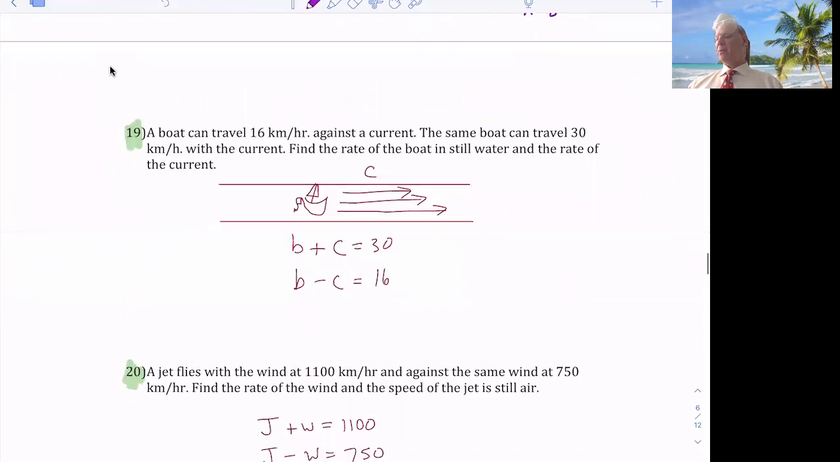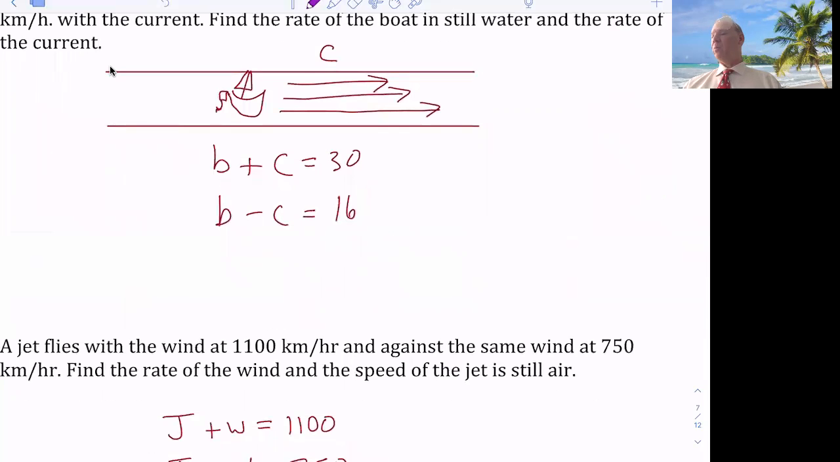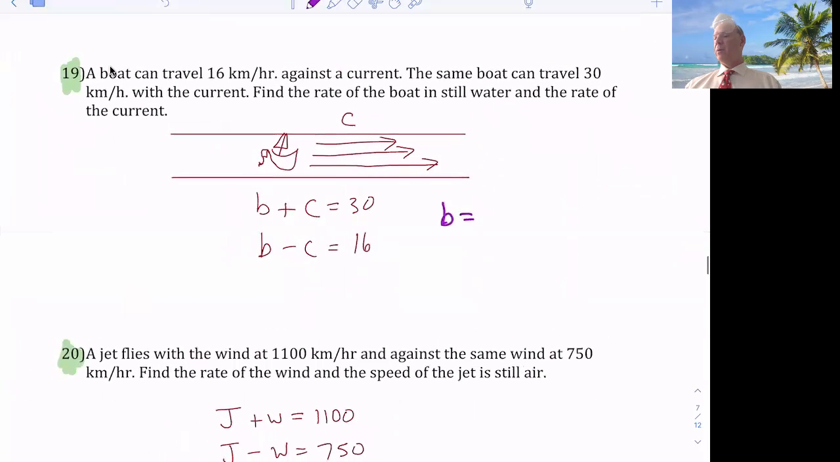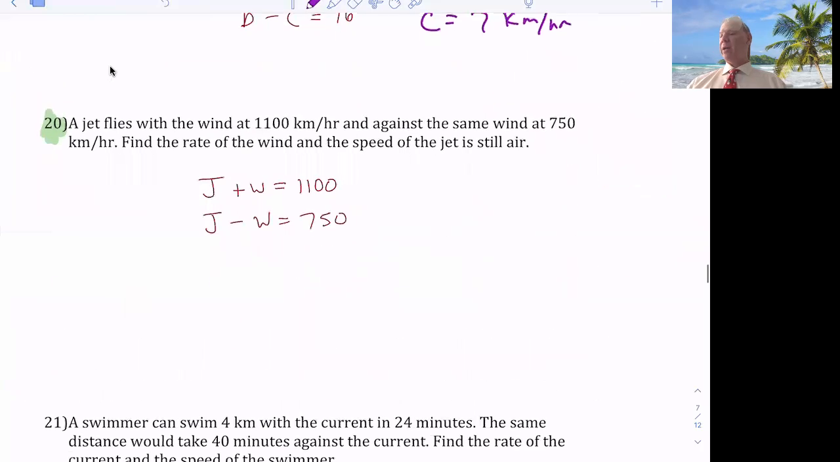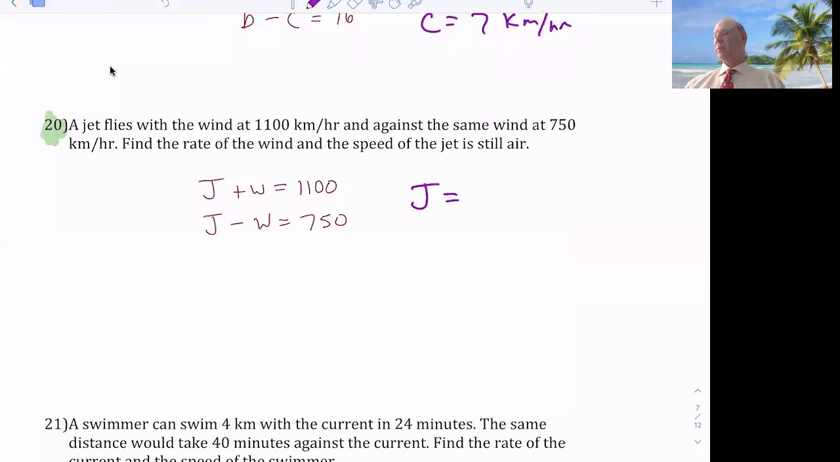All right, let's look at 19. Now that one was kind of easy. So the boat was traveling at what? Come on. 23. And that would be kilometers per hour. And the current was what? Thank you, guys. 7 kilometers per hour. All right, very nice. And now help me with the jet. How much? 925 kilometers per hour. And then the wind was what? 175 kilometers per hour.